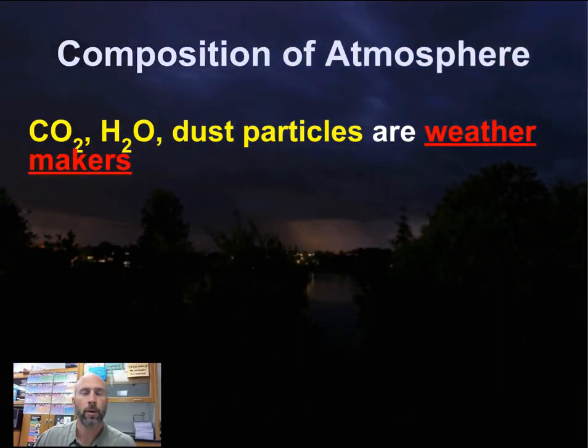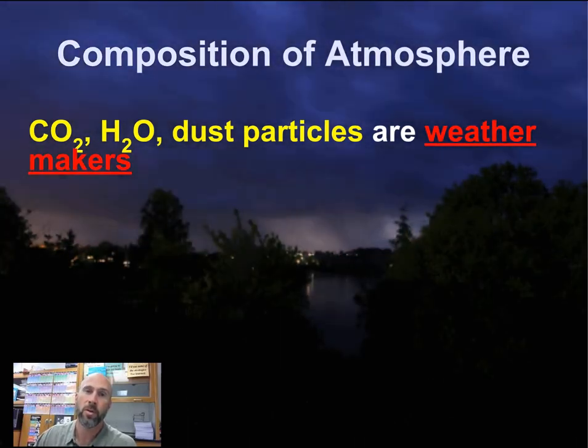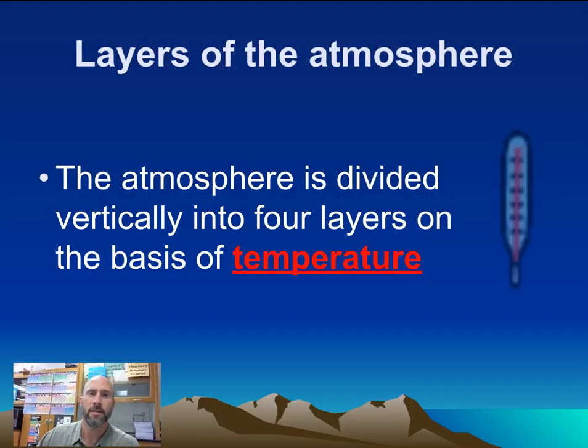Okay. Now, that being said, those things are not really involved in weather. So, although our atmosphere is almost entirely nitrogen and oxygen, they play a very small role in weather. The weather makers are carbon dioxide, water vapor, and dust particles. Okay, those three things are the big players when it comes to creating weather. Now, that should make sense, especially the water vapor, right? I mean, clouds, rain, snow, all that stuff's made out of water, so that should make sense.